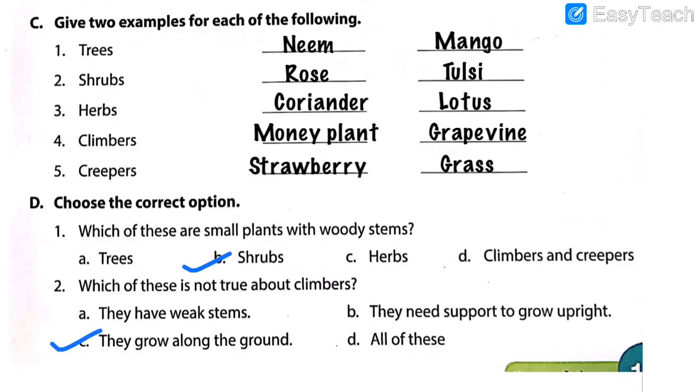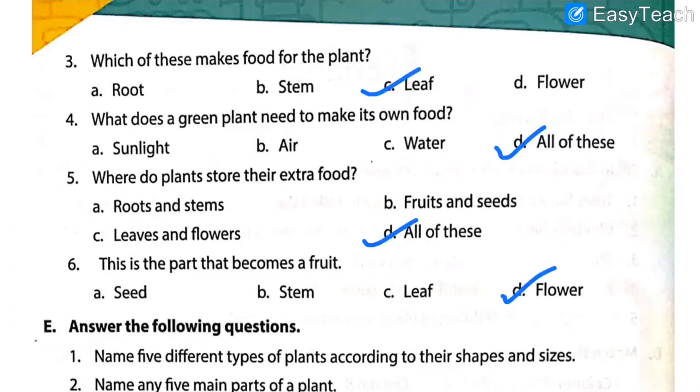So we have done 6 MCQs, multiple choice questions. We'll revise that, and if you have missed out any answer, you can write it. Which of these are small plants with woody stems? Shrubs. Which of these is not true about climbers? What is the wrong statement about climbers? That they grow along the ground, because they grow upright. So this statement is wrong.